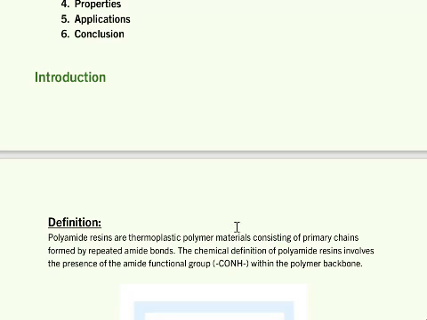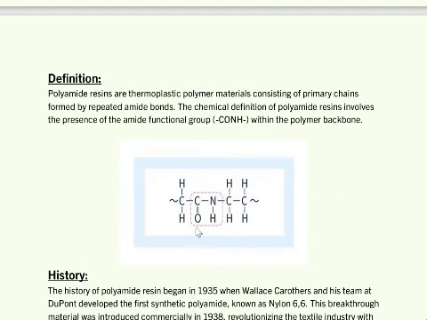Polyamides are organic compounds. They consist of carbon, hydrogen, oxygen, and nitrogen atoms, which are typical atoms found in organic chemistry. The polyamide group, which contains the amide linkage, serves as the backbone of the polyamide chains.